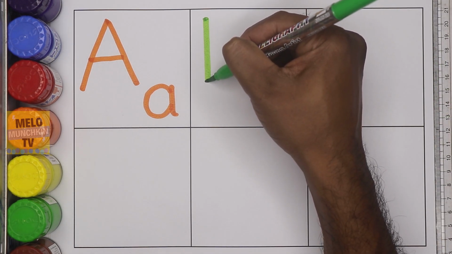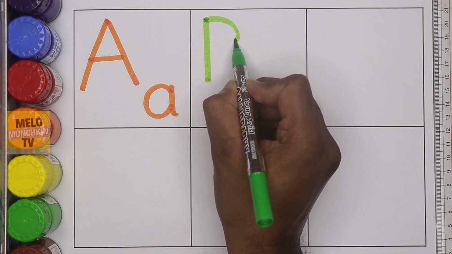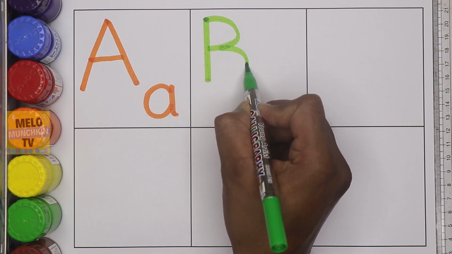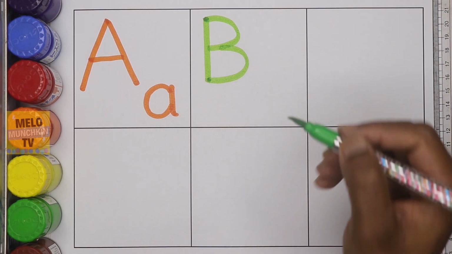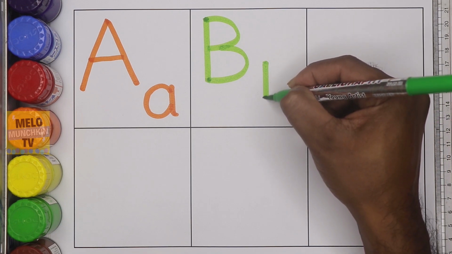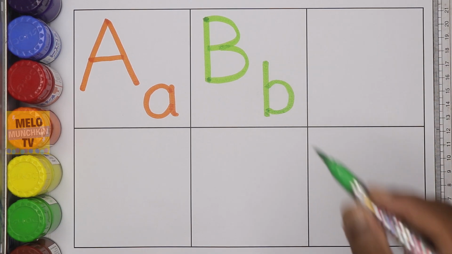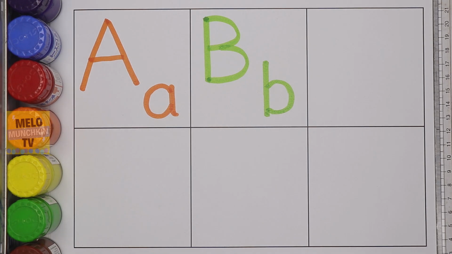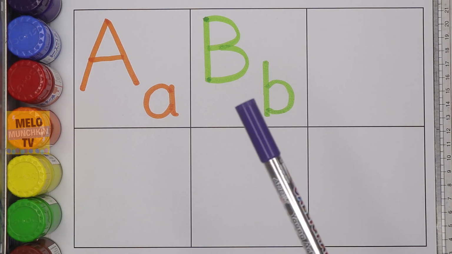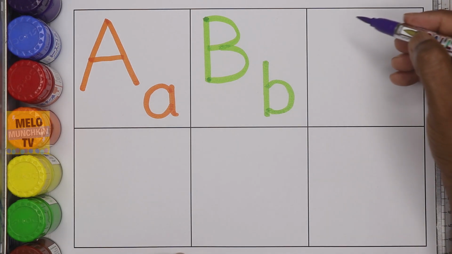Next, I'll take green color to write the letter B. So this is capital letter B. B for ball. And this one is small letter B. B for ball. Okay.